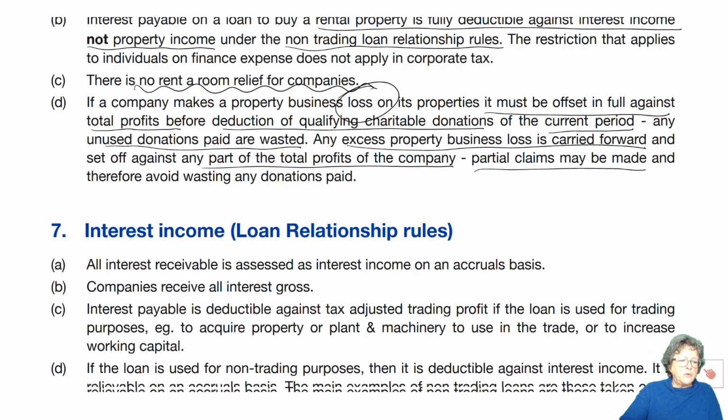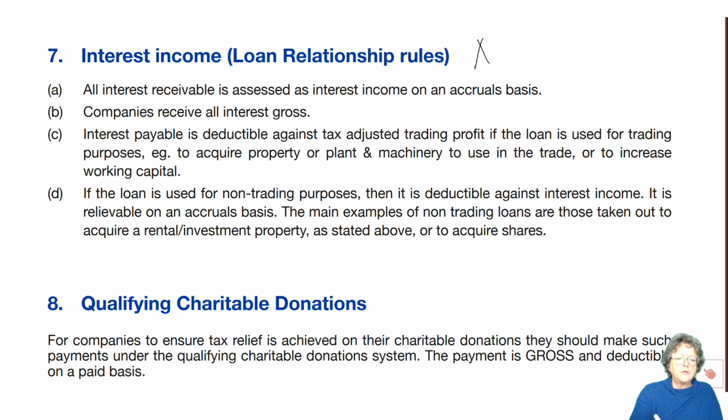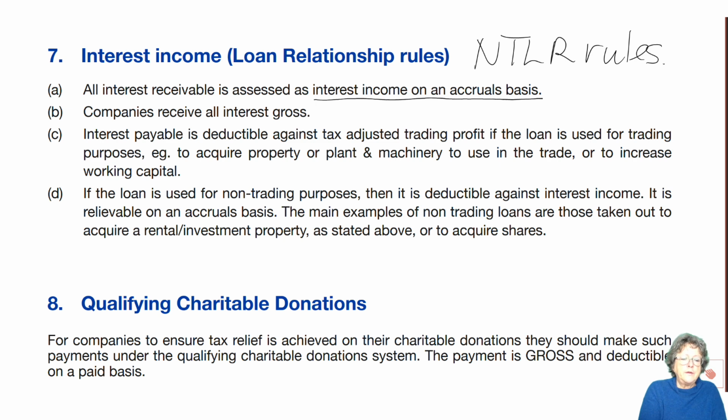So we've talked one or two times, you've heard me mention these non-trade loan relationship rules. This is the information on there. So all interest receivable is assessed as interest income on an accruals basis. Now it will be received gross. Interest payable, so that's different from receivable. Those two are the receivables. This is the payable. Deducted against tax adjusted profits.